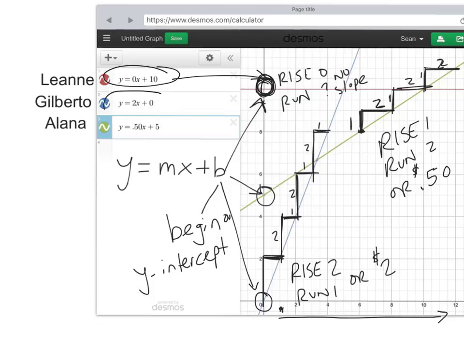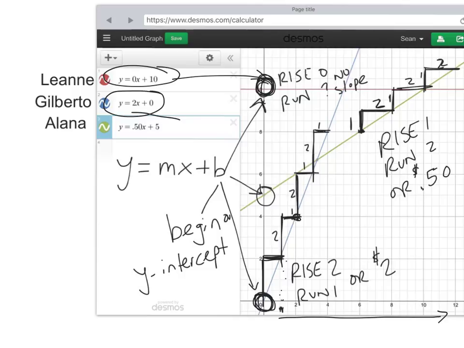Gilberto's formula is represented here. We said 2x plus 0. So the y-intercept is crossing at 0. And then you could see the rise over run, $2 for every 1 kilometer walked. So there's $4 for every 2 kilometers walked. And you can just see that rise, constant rate of change, $2 every one, $2 every one. And it starts at 0, it begins at 0.